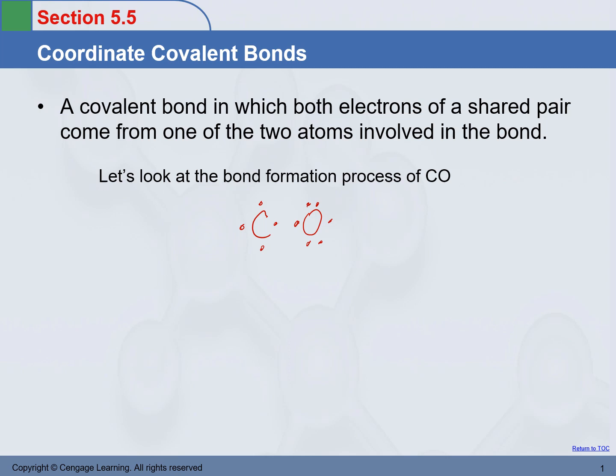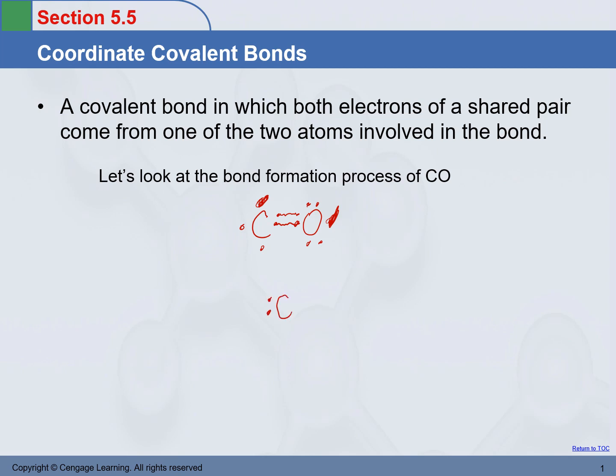Oxygen offered 1, carbon offered 1, a pair of electrons shared. Now carbon has 5 around it, oxygen got 7. Neither is happy, so they continue to share. So take 1 electron, carbon, put in the middle, oxygen take 1, put in the middle, a double bond is formed. Let's rewrite the bonding situation now.